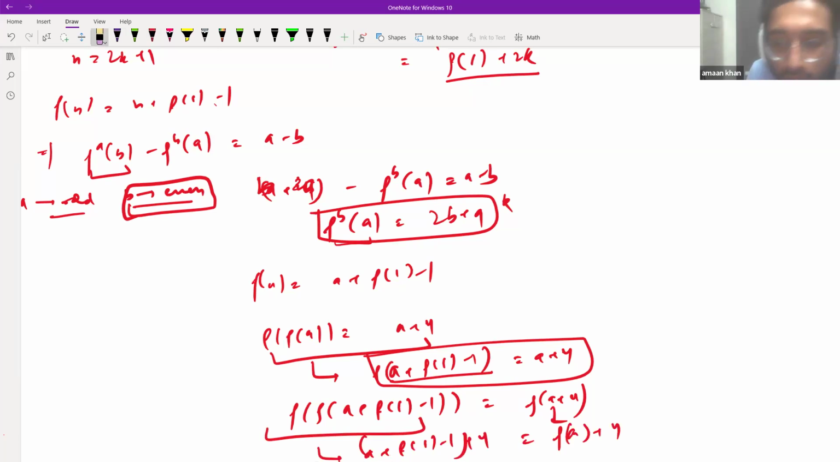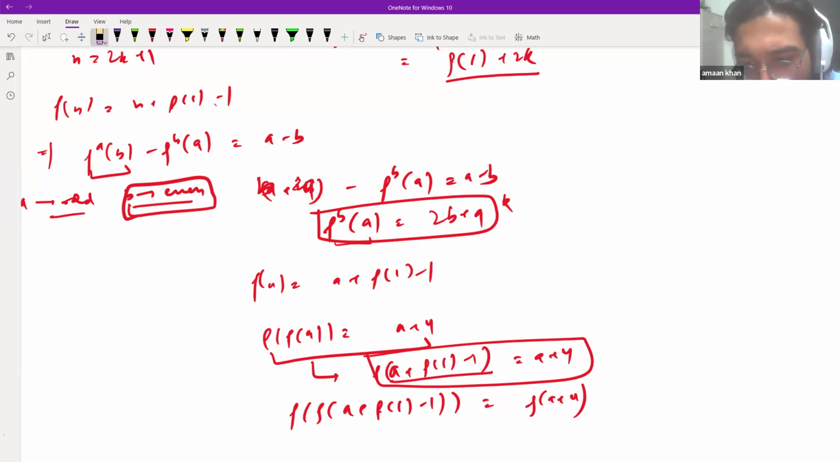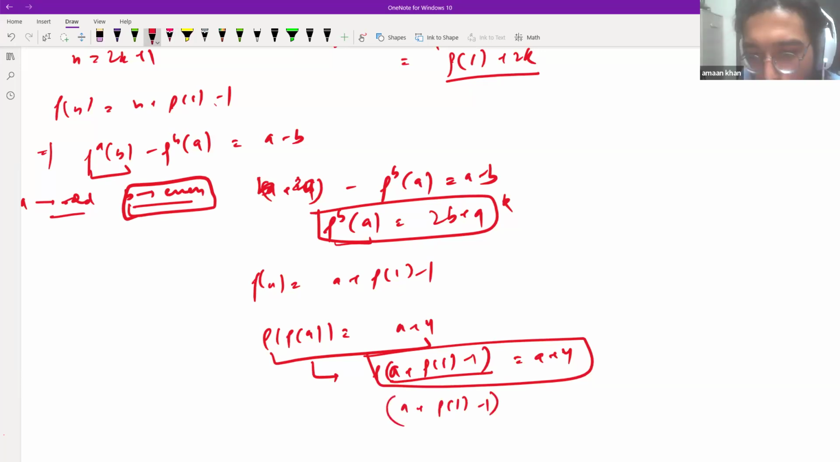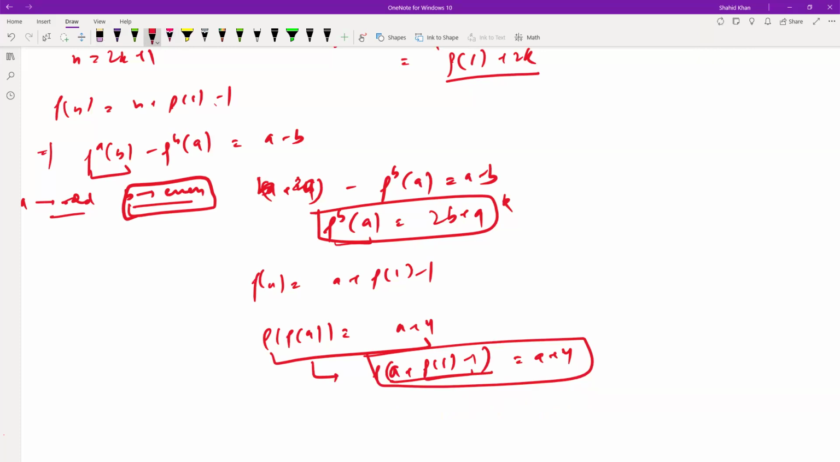Wait, no. We have got something: f of n is equal to some a plus 4. So again doing that, we get a plus f of 1 minus 1 plus f of 1 minus 1 is equal to a plus 4. But you don't know if this is odd or even, right? You don't know yet if this is odd or if this is even. But I think you can just make cases.